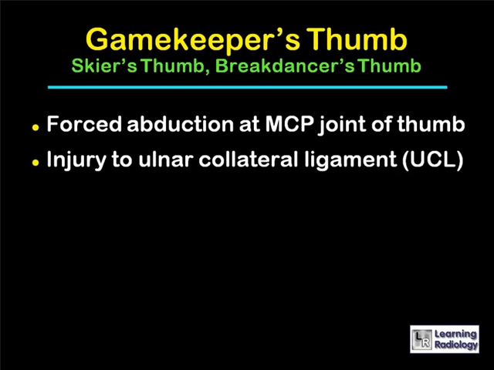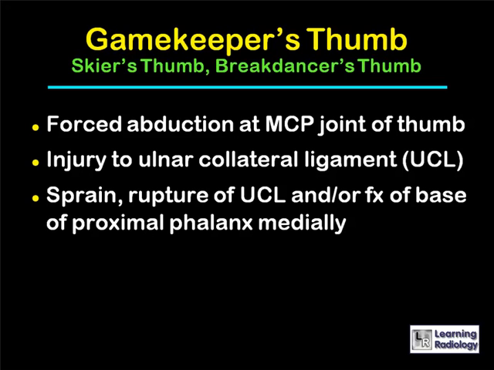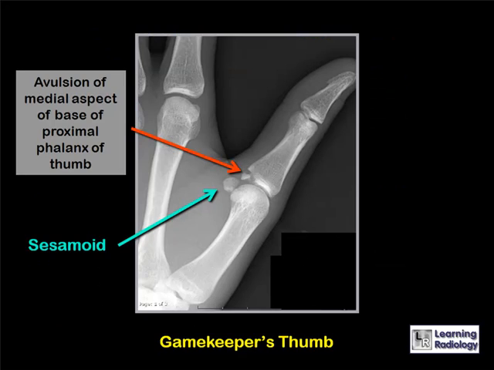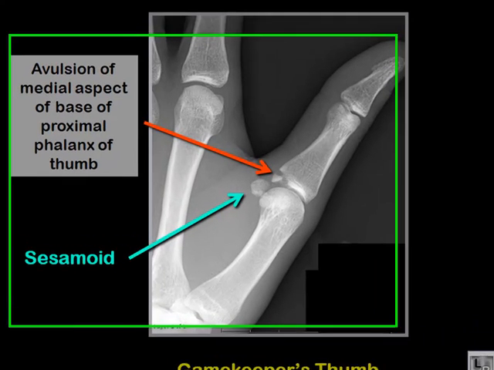from ski pole accidents. In a skier's thumb or gamekeeper's thumb, there is injury to the ulnar collateral ligament, the UCL, and that injury can result in sprain, rupture of the ligament, and or fracture of the base of the proximal phalanx of the thumb medially. Complete ruptures of the ulnar collateral ligament are usually treated surgically, and the earlier they are treated, usually the better the outcome. This is an example of a skier's or a gamekeeper's thumb.